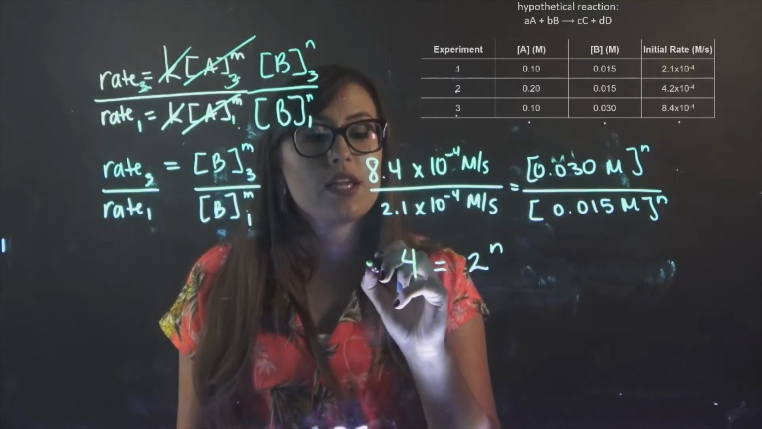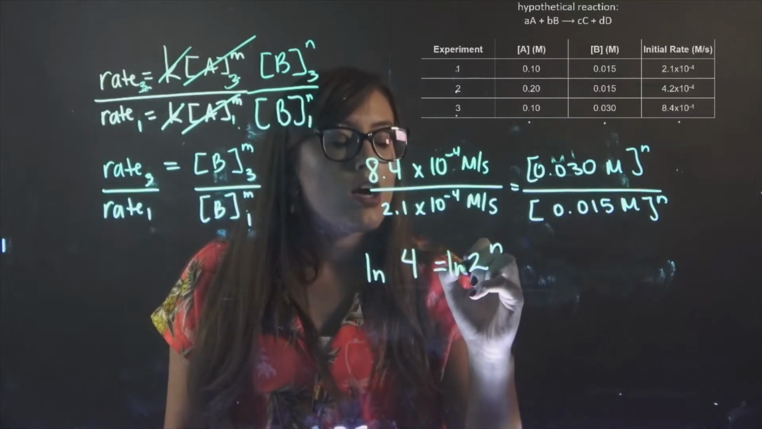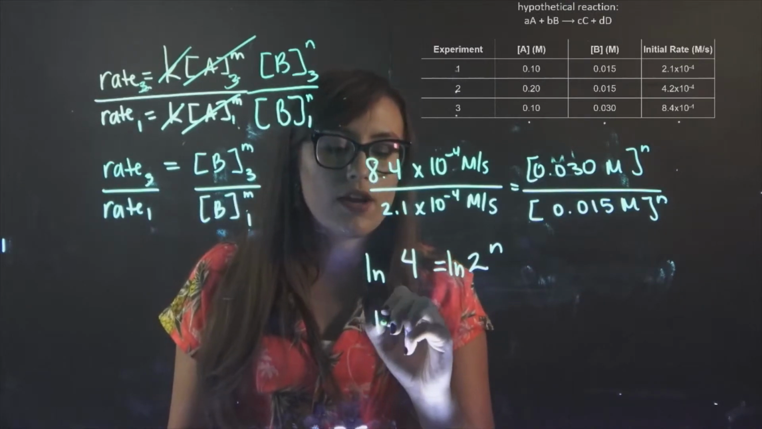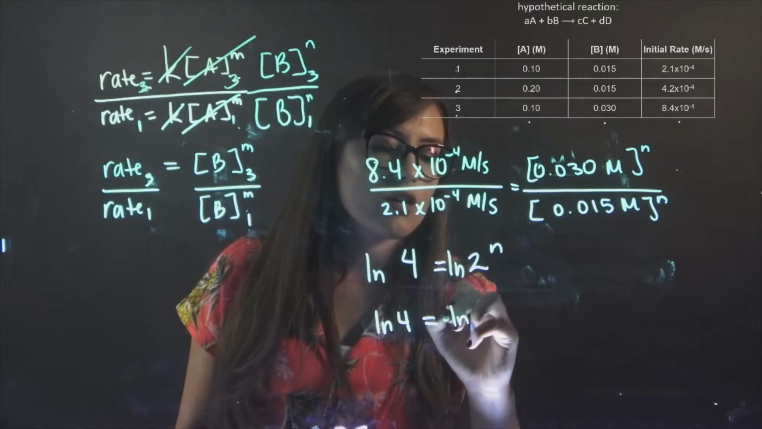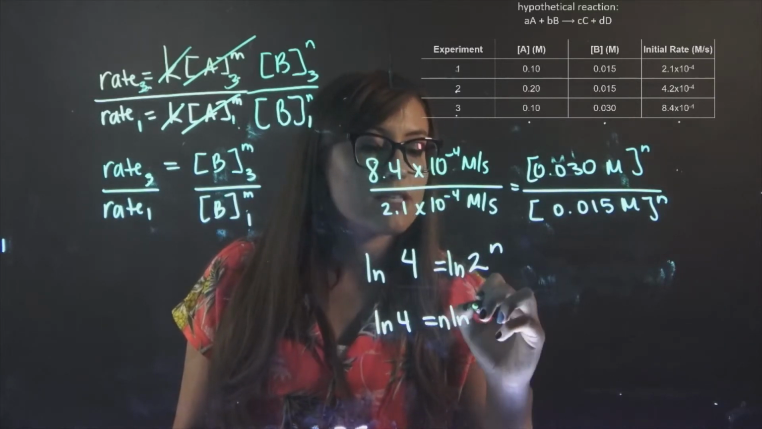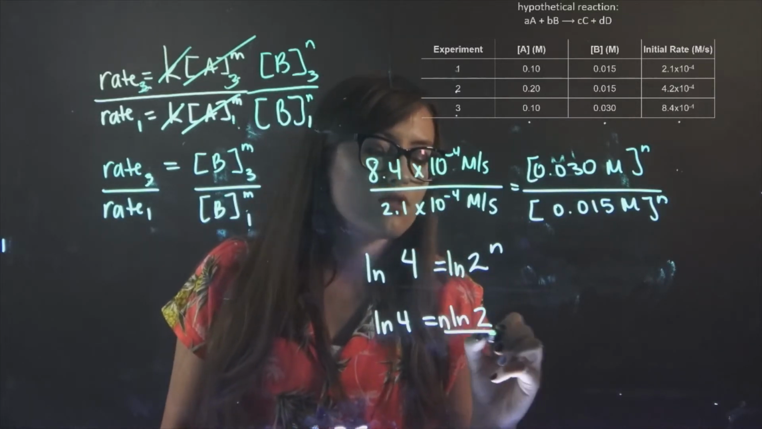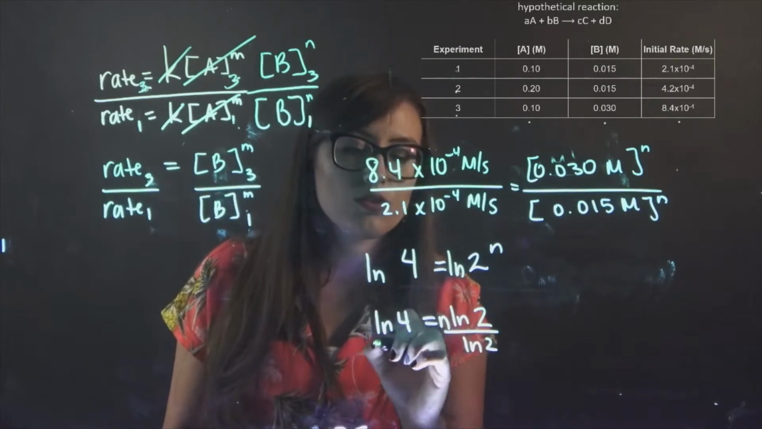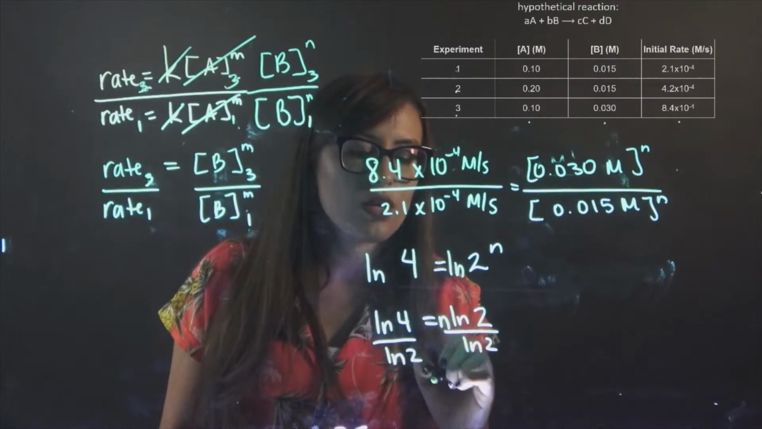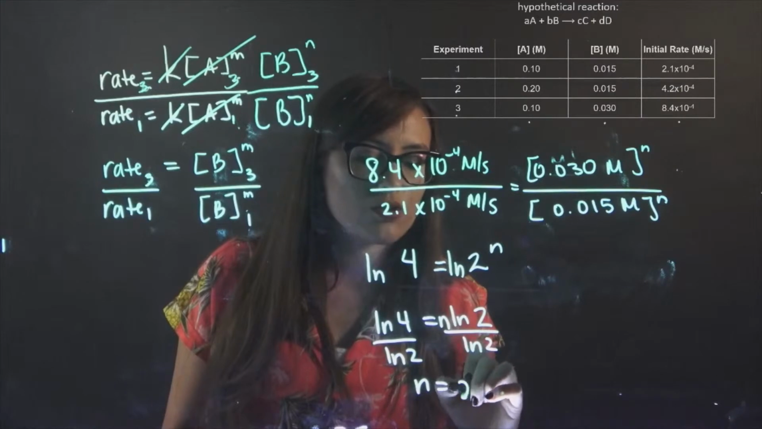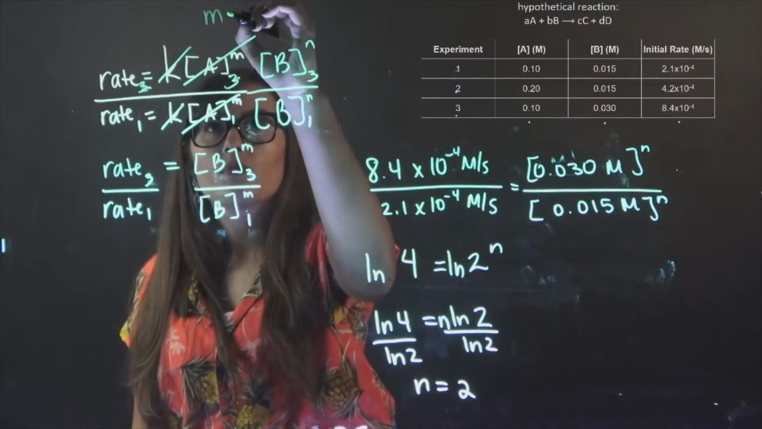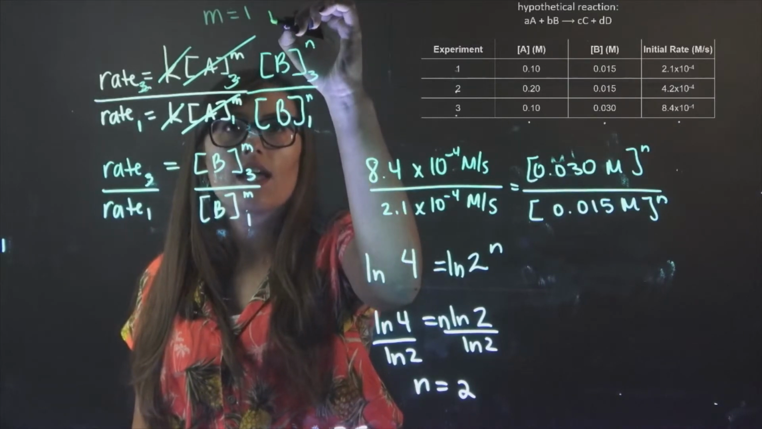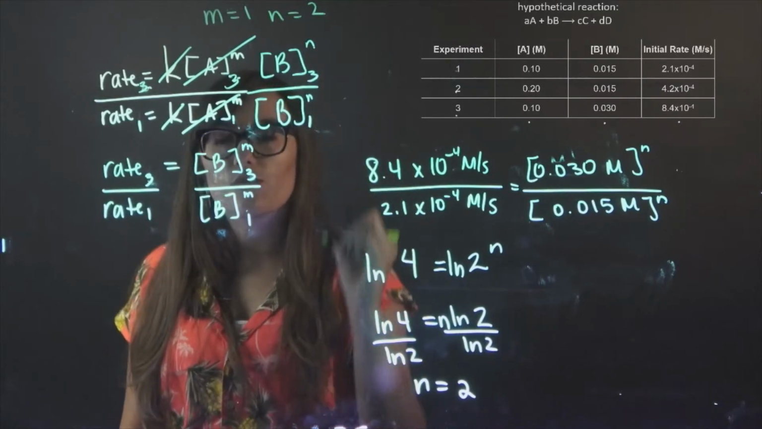We'll do the same thing. We'll take the natural log of each side, and this will simplify down to natural log of 4 is equal to n times the natural log of 2. The exponent comes out. Divide each side by ln of 2, and we get n is equal to 2 in this case. So we had m equal to 1, and n equal to 2.